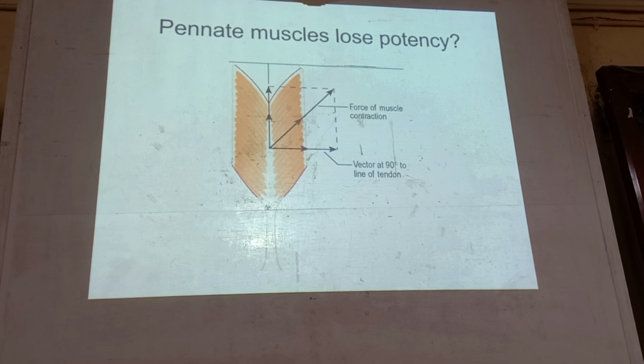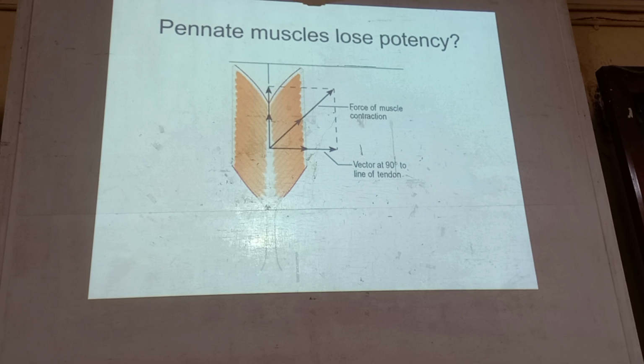Actually the word pinna means a leaf. So bipinnate is truly leaf-like, and the unipinnate is actually half a leaf. So the correct name instead of unipinnate should have been semipinnate, and bipinnate should have been called pinnate. But we call this unipinnate and we call this bipinnate. And a series of bipinnate lying side by side makes it multipinnate.